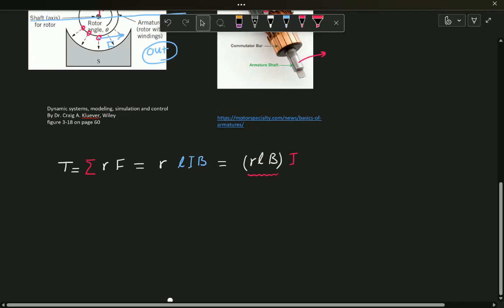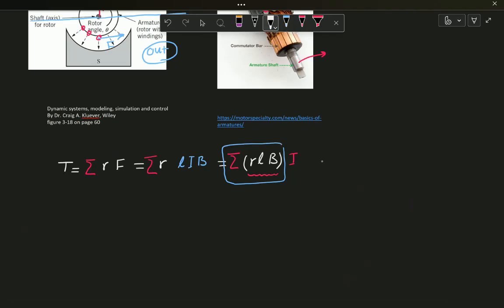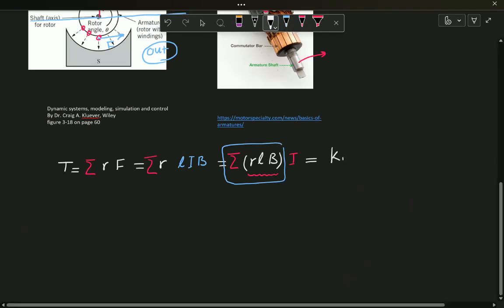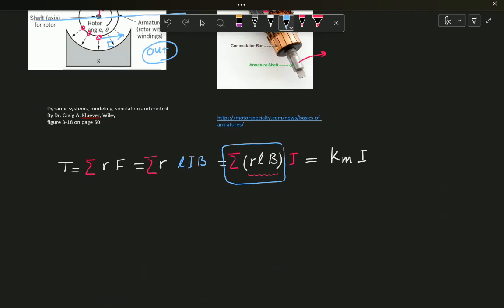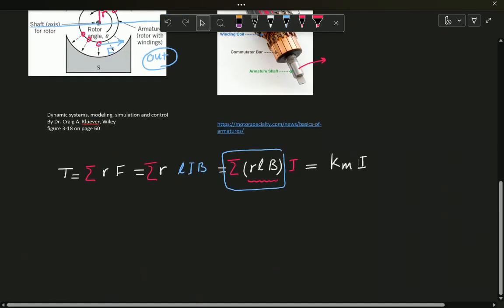If I sum them up across all the wires, I would lump the effect of all of these wires and I would have it as Km I. Km is a constant number. We call it the motor torque constant. So you see that the beauty of this formula is that I have Tm, or T of the motor, equals Km I.